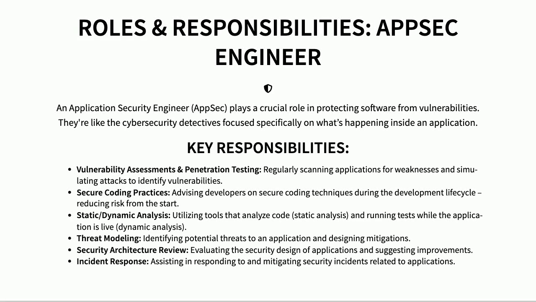Okay, let's talk about what an application security engineer actually does. Basically, they're the experts on keeping apps safe. Their main job is finding weaknesses, vulnerabilities, before bad actors can exploit them. That involves things like looking for flaws in code and even staging attacks to see how easily they could be exploited. They work closely with developers to teach secure coding practices, helping to build security into the app from the ground up. They also use tools to automatically check code for problems and assess overall application architecture.